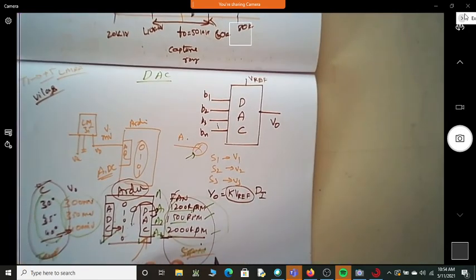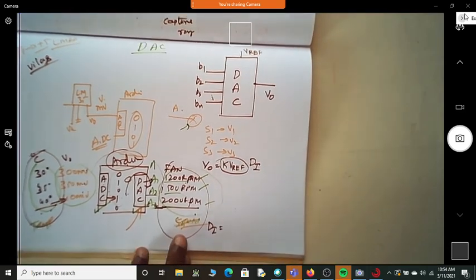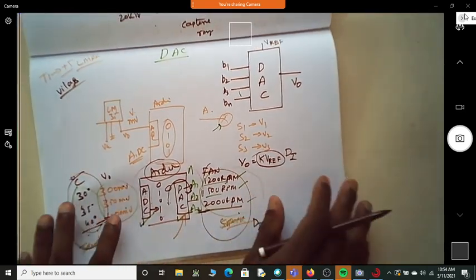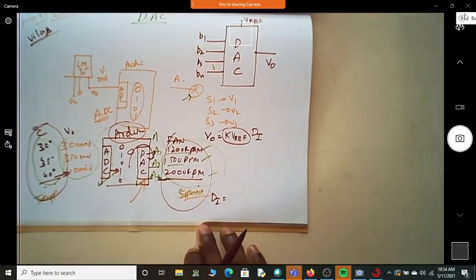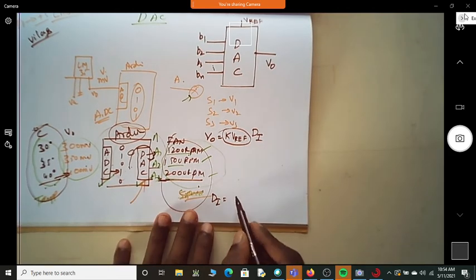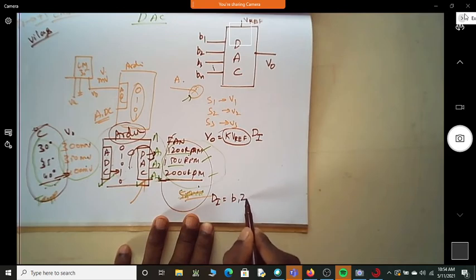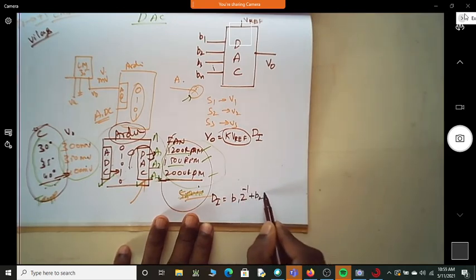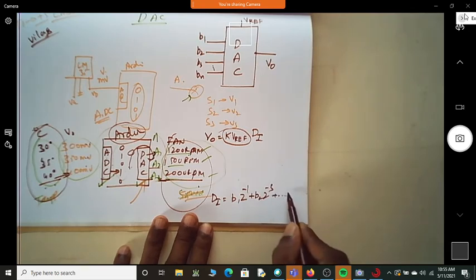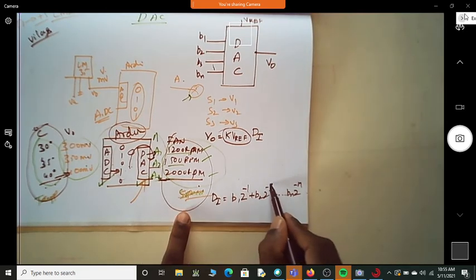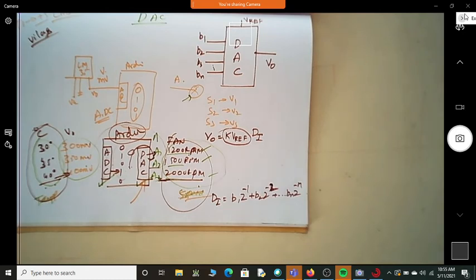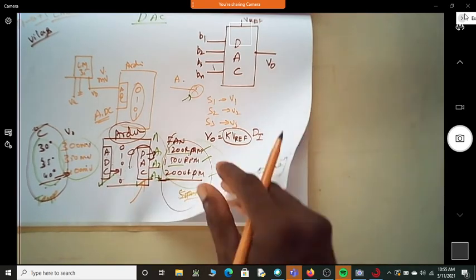So what can this DI be? Because whenever you write these digital values, they are always put in binaries. So I will write it as B1 2 power minus 1 plus B2 2 power minus 2, and it goes on like that up to Bn 2 power minus n. You may question why it is minus 1, why minus 2, why to the power minus n. So let us try to understand why it is so.